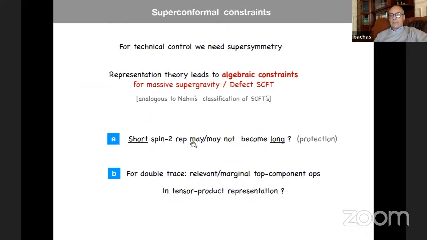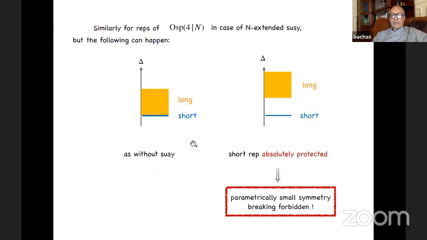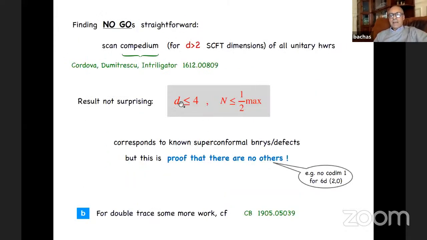short spin 2 representations can become long, the result is not at all surprising. You find that the conformal theory has to have dimension less than 4. So this cannot happen for AdS6 or AdS7. And you find that the supersymmetry has to be less or equal to half maximal. And this corresponds precisely to all the non-superconformal boundary or defect CFTs.